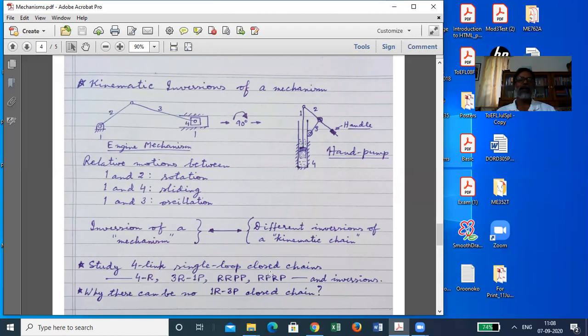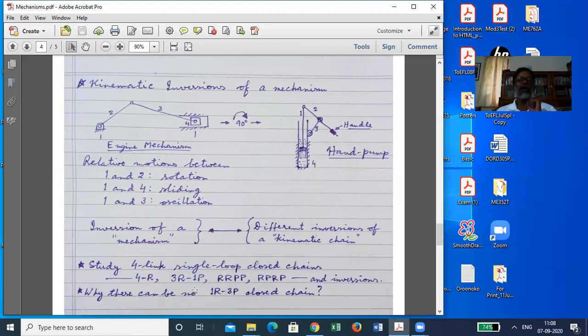And make note that the other possibilities which you could think of, 1R3P, is not possible in a closed chain. Okay, 1R3P is not possible. I mean, either it is not possible or it will be meaningless. Similarly, 4P is not possible or meaningless. Okay, and you will find out how it is. If you can't find out, then raise that issue in the forum or next time in the discussion.